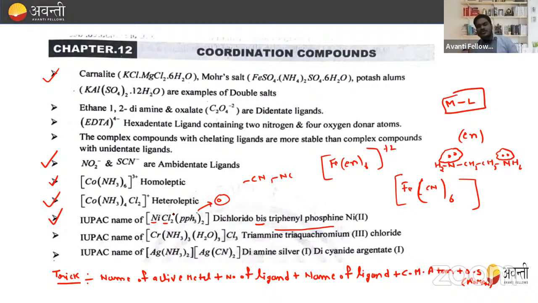And Cl having -2 oxidation state. So the total oxidation state of nickel becomes +2. In a similar way, just try to write the name of this complex.